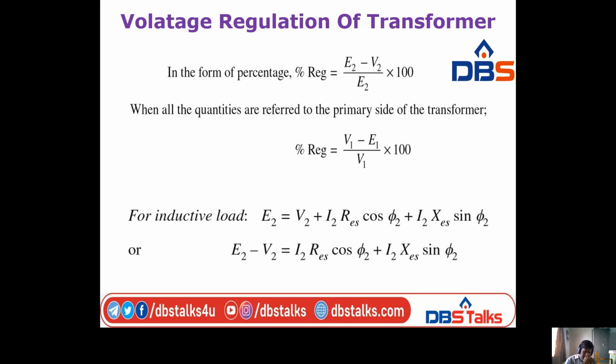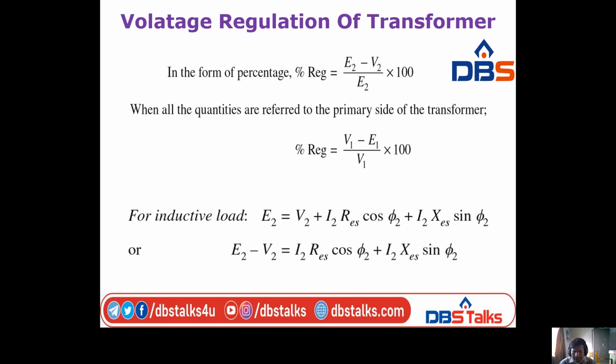In percentage regulation, voltage regulation is (E2 minus V2) by E2 multiplied by 100. When all the quantities are referred to the primary side of a transformer, we know only the primary values, and the secondary values must be transferred to the primary. That's why the regulation of a transformer when referred to the primary is (V1 minus E1) by V1 into 100.